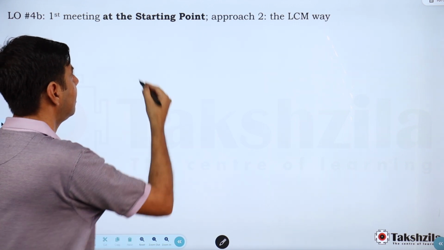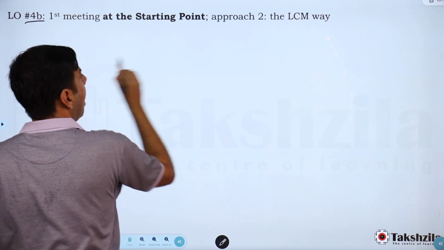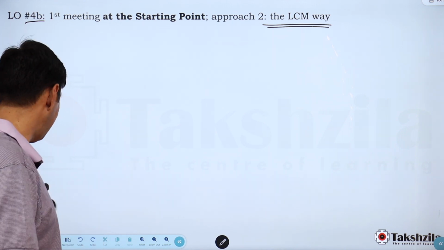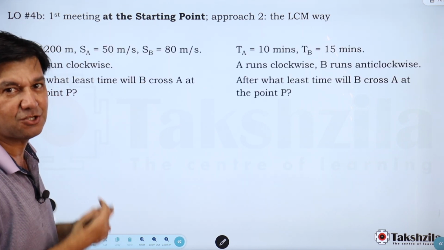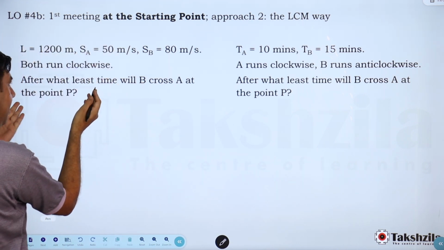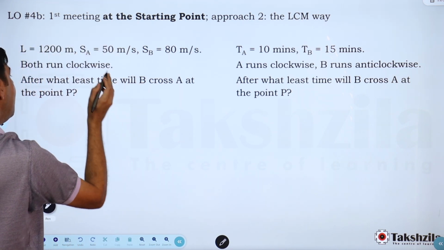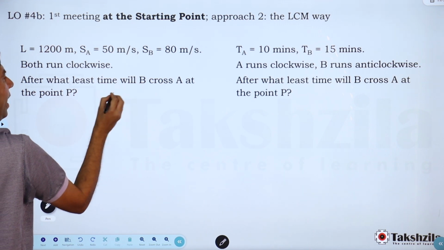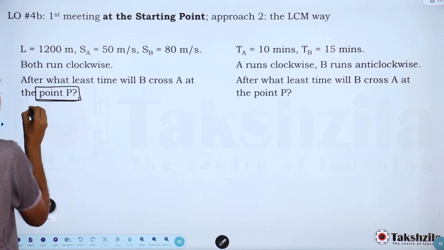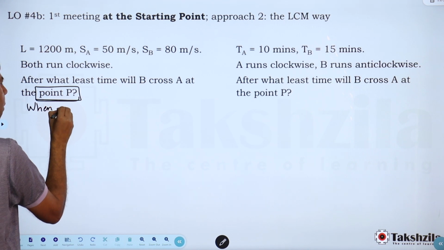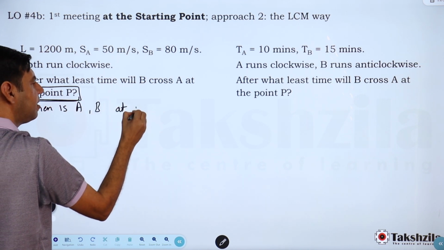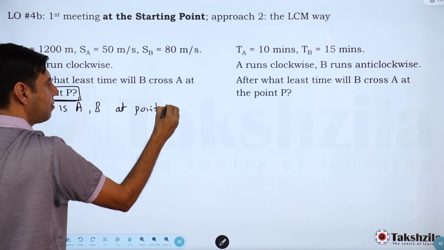So the next learning is the LCM way to the same answer. Very interesting. This has nothing to do with circular tracks or so on. It's just LCM. So the same situation, same questions. This time we say, when they meet at P, you ask a question: when is A or B at point P? This is your question.